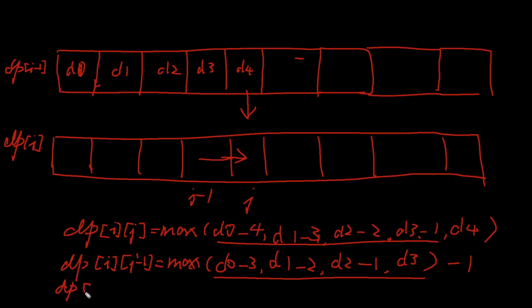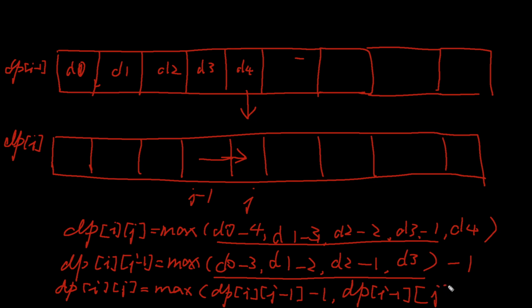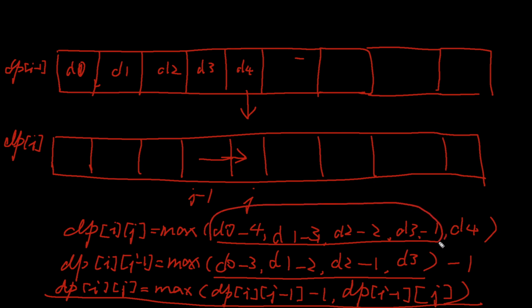Now we have dp of i, j. This is going to be what? Max of dp i, j minus 1 minus 1, and then dp i minus 1, j, right? So now we have this state transition function. This one is from the left, because we can use this one to give us everything we need for this part. And then the last one is this part, which is this one, right?